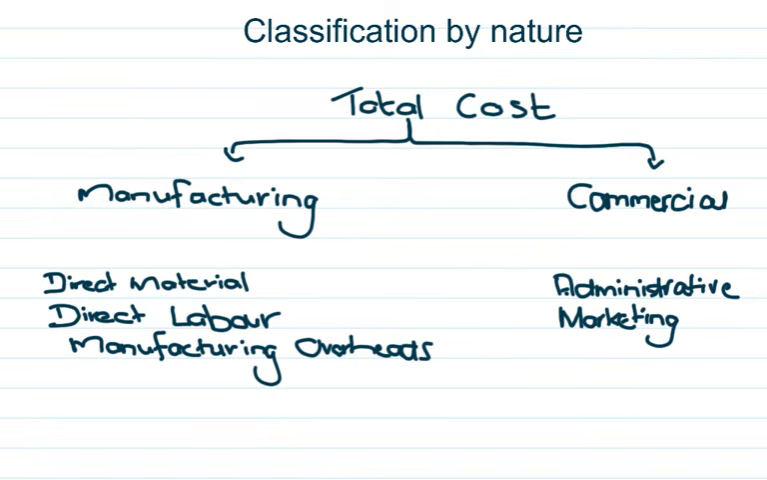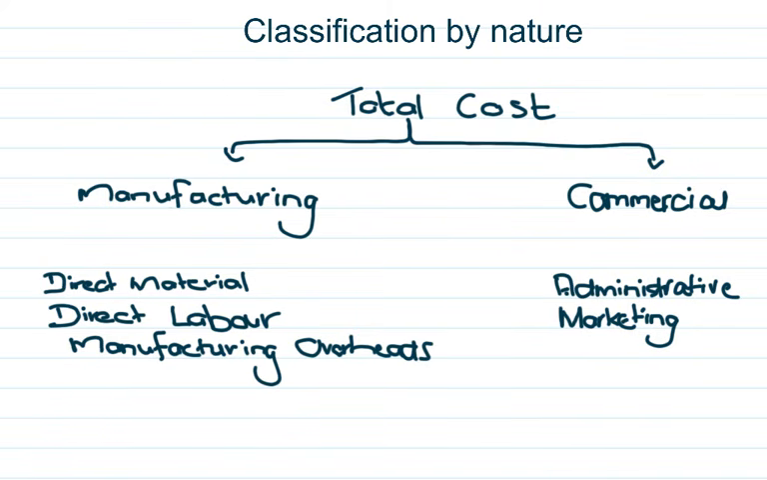Just to summarize our classification by nature, we will have total cost that we can divide either into manufacturing cost or commercial cost. Manufacturing then consists of your direct material, direct labor, and manufacturing overheads, and this has to do with the manufacturing of the product. Then we also have other costs, which is commercial in nature, and they are your admin cost and your marketing cost.